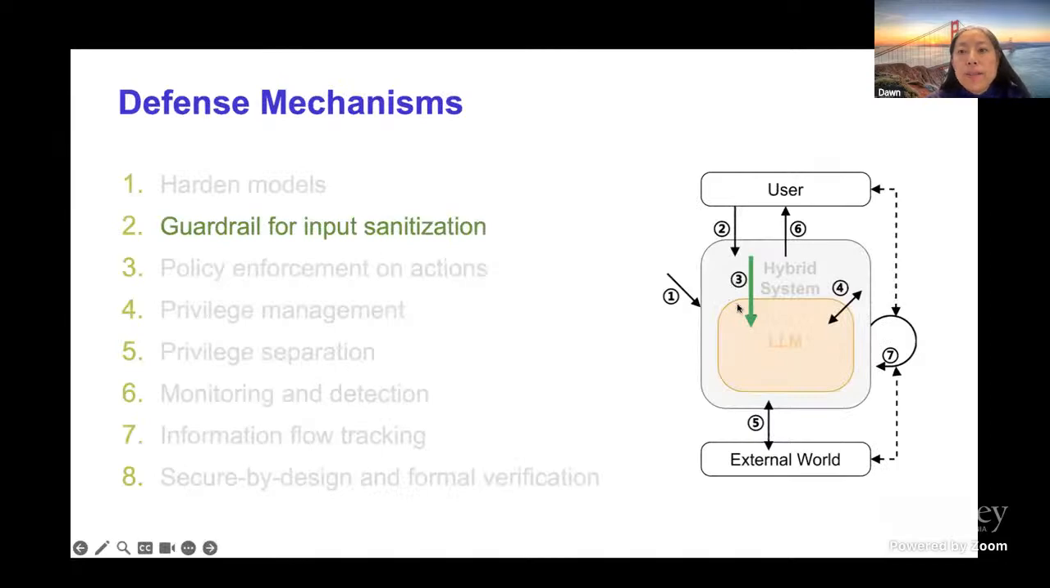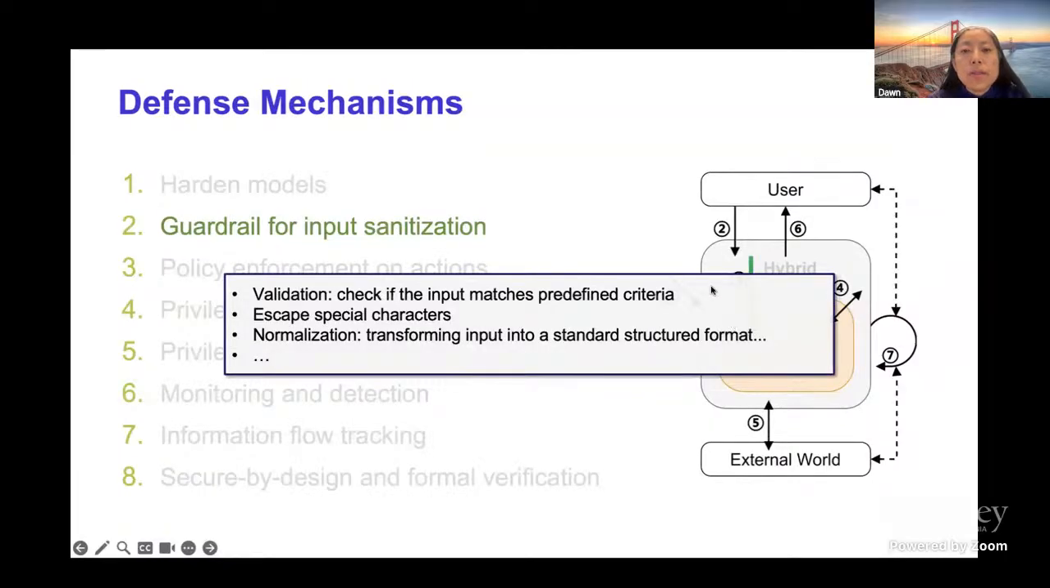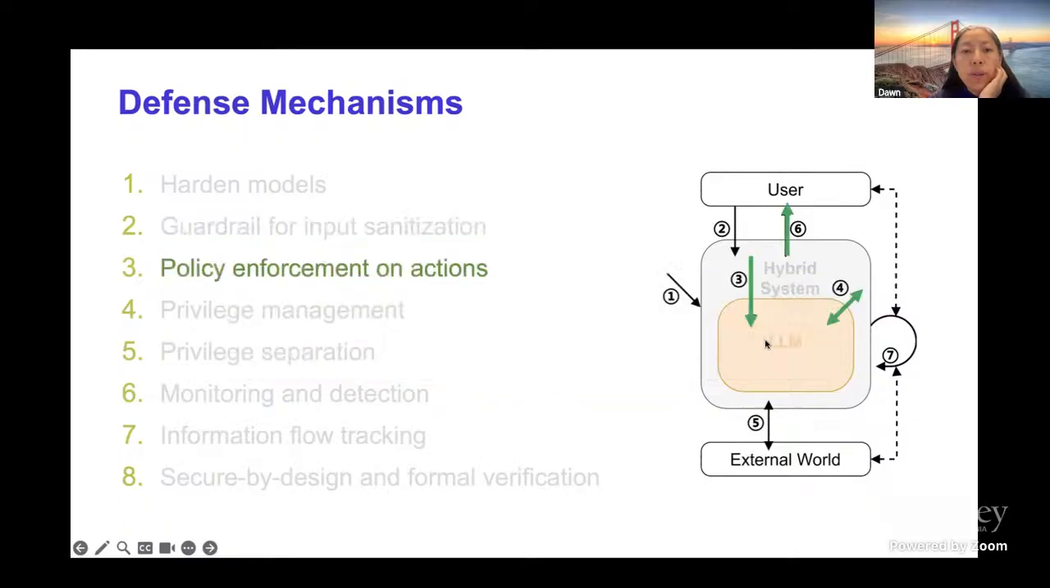So another defense mechanism is guardrails for input sanitization. The idea here is that given that the input to the LLM may be untrusted, ideally we need to do various checks to make sure, for example, the input matches predefined criteria, escape special characters, and do normalization to transform the input into a standard structured format, and so on. All these could help provide guardrails for input, sanitize input, block malicious input, and so on to improve protection of the overall system.